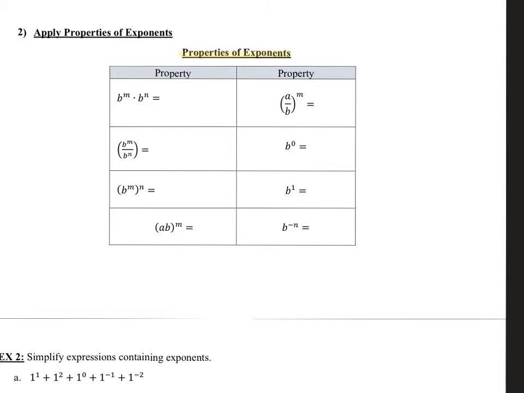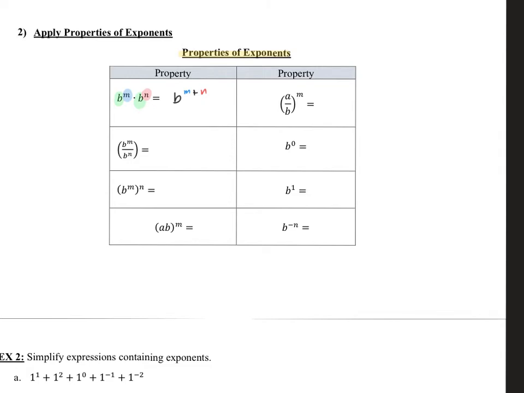First property, b to the m times b to the n. Well, notice the bases are the same even though the exponents are not. So how do we do this? Well, what you do is you keep the base and then you add the exponents, and you'll get your answer.